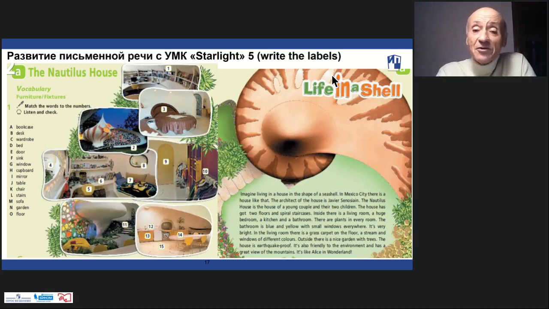You have to read the text, Life in a Shell, and write the labels attached to the pictures. The text is quite interesting. Imagine living in a house in the shape of a seashell in Mexico City. In Mexico City, there is a house like that. The architect of the house is, and then there is information about the text.